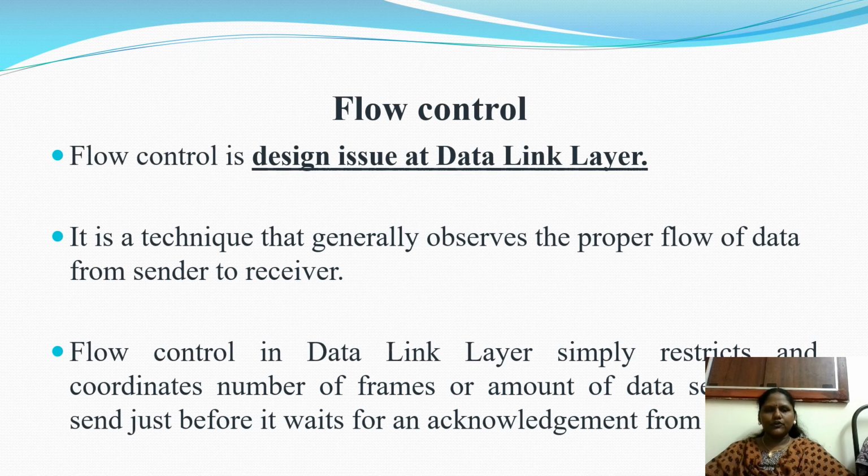As I already told, flow control is a design issue at the data link layer. The data link layer is responsible for many other tasks like error control, flow control, and access control. Flow control is an important one. It is a technique that generally ensures the proper flow of data from the sender to the receiver. Flow control in the data link layer simply restricts and coordinates the number of frames or amount of data sent just before it waits for an acknowledgement from the receiver side.